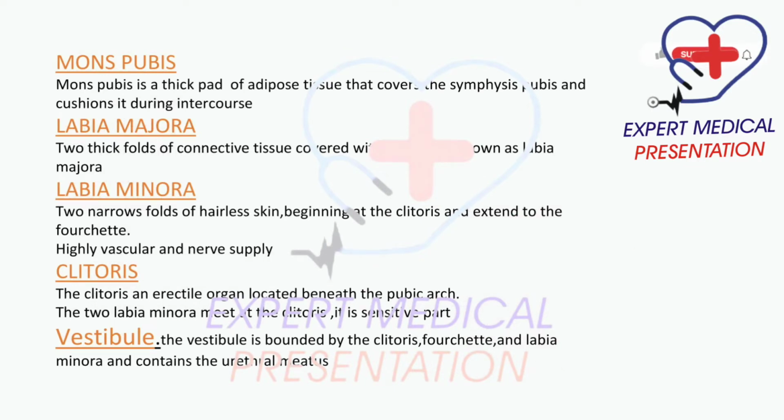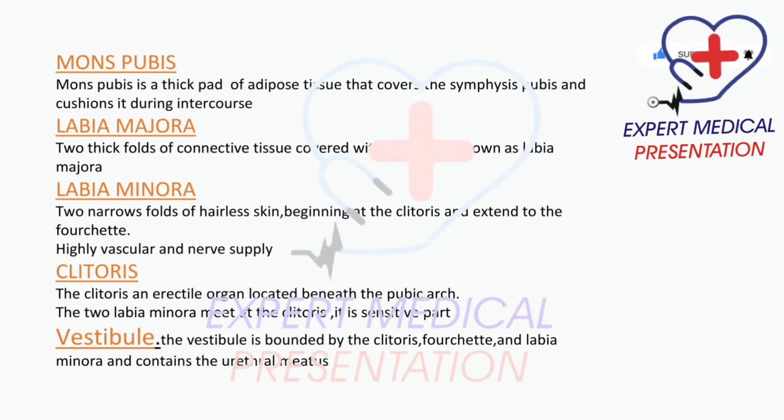Mons pubis is a thick pad of adipose tissue that covers the symphysis pubis and cushions it during intercourse. Labia majora: two thick folds of connective tissue covered with pubic hair. Labia minora: two narrow folds of hairless skin, beginning at the clitoris and extending to the fourchette. Highly vascular with a rich nerve supply.